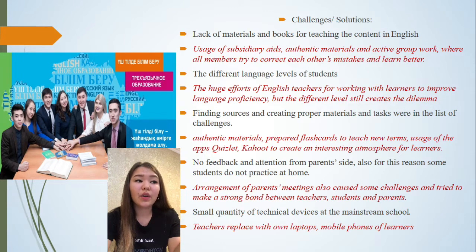And the next one is no feedback and attention from the parents' side. For this reason, some students do not practice at home. As a solution, teachers arranged parents' meetings, though that also caused some challenges, and tried to make a strong bond between teachers, students, and parents. The last one is a small quantity of technical devices at the mainstream school. As a solution, teachers used their own laptops and the mobile phones of learners to engage them in the learning process.